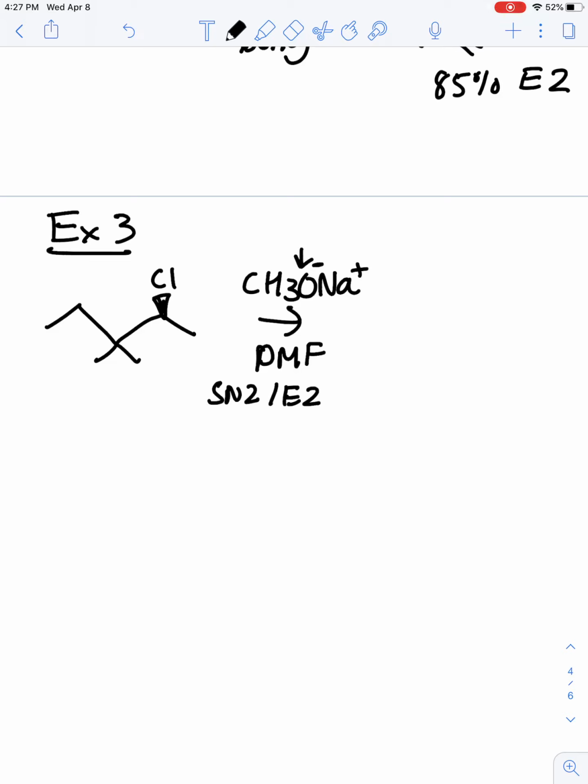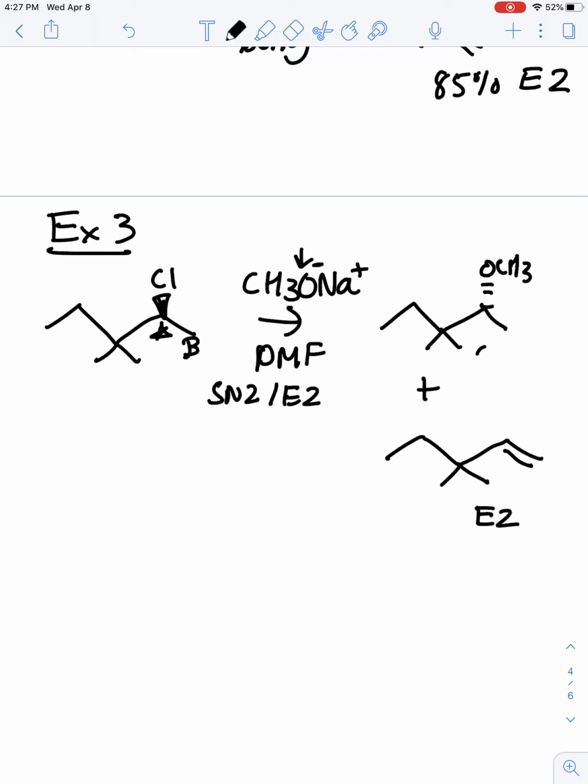So if it is SN2, there's something that we have to think about. We have to think about stereochemistry because this is a stereocenter. So remember, we are going to have inversion. So since we have inversion, our product would look like this, so backside attack. And then we would also have our E2 products. So E2 is going to be, again, beta elimination. So the only hydrogen we can remove would be from this beta carbon right here. So this would be our E2 product. This would be our SN2 product.